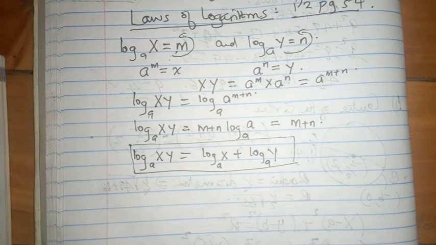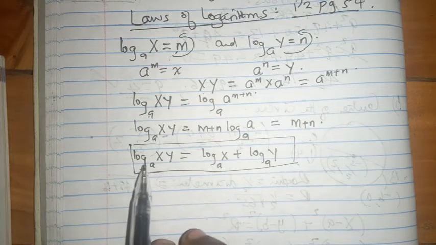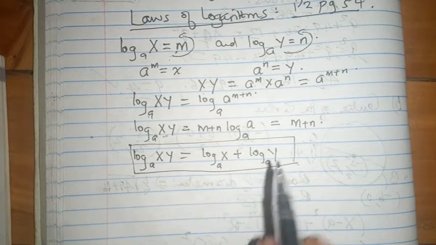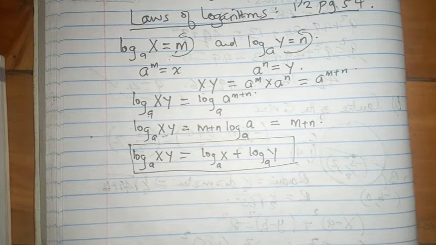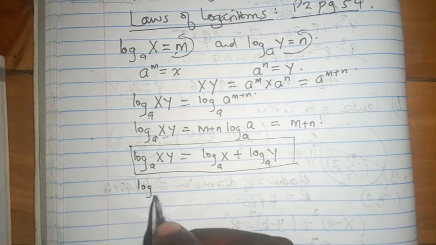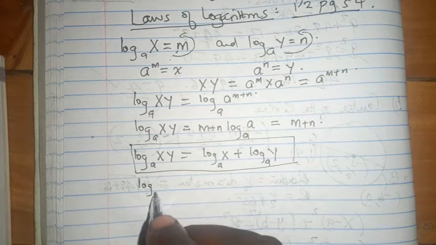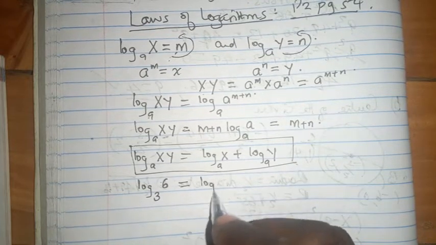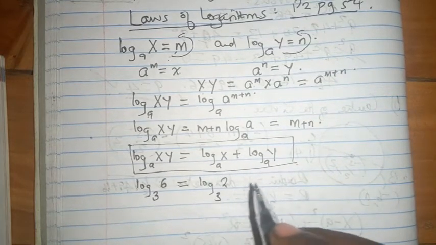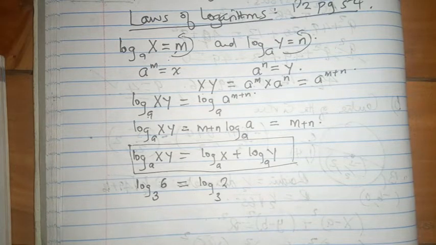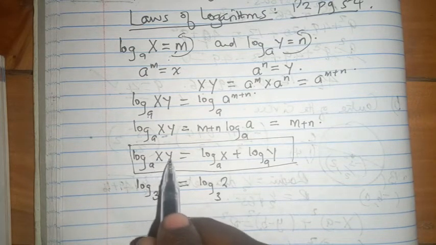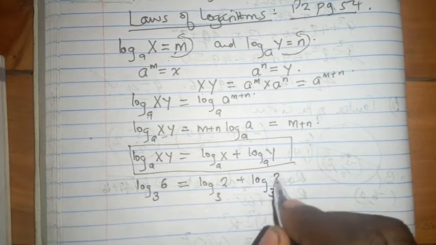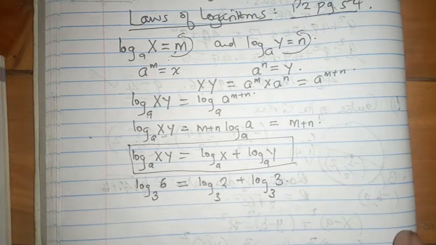And of course, generally log to base a of xy is equal to log to base a of x plus log to base a of y. For example, log to base 3 of 6 is going to be log to base 3 of 2 times 3, because 6 can be written in terms of 2 times 3. So it's going to be log to base 3 of 2 plus log to base 3 of 3. That is exactly what it means.